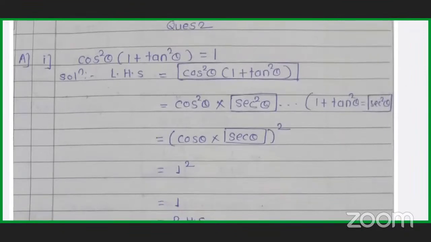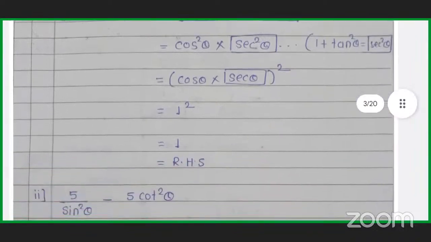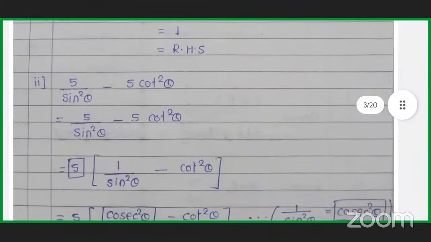Cos square theta in bracket 1 plus tan square theta is equal to 1. So cos square theta into 1 plus tan square theta, that is nothing but sec square theta. So (cos theta into sec theta) whole square. What is the value of cos into sec? That is 1. So 1 square is equal to 1.